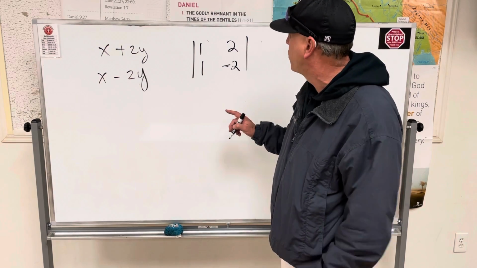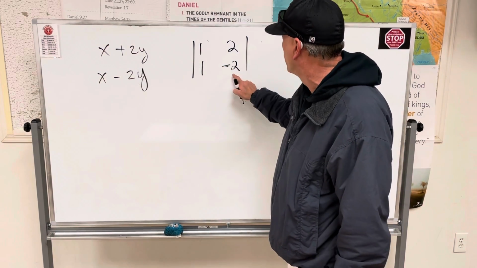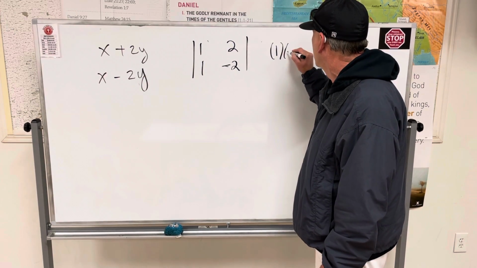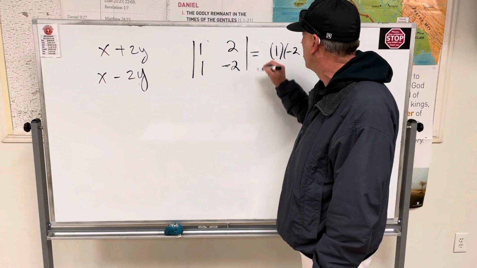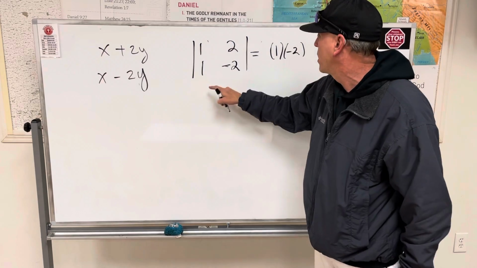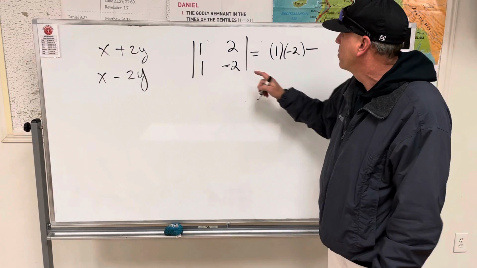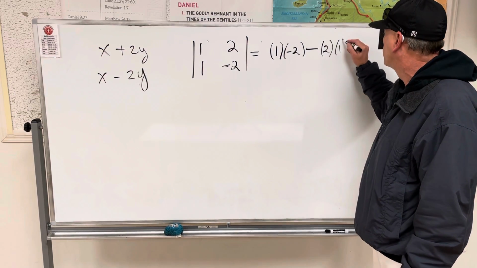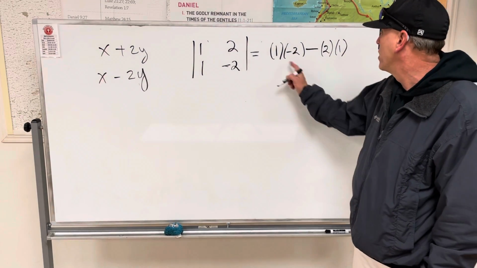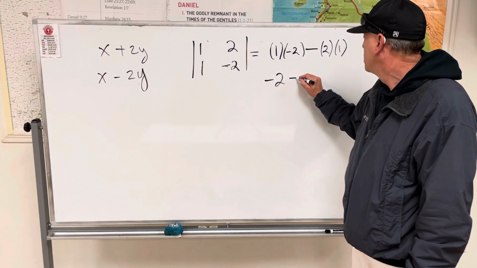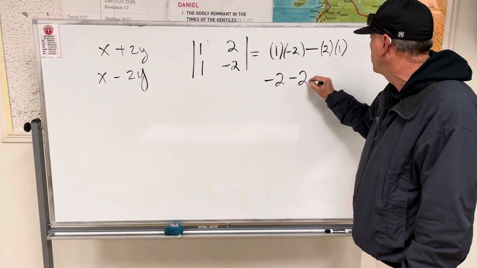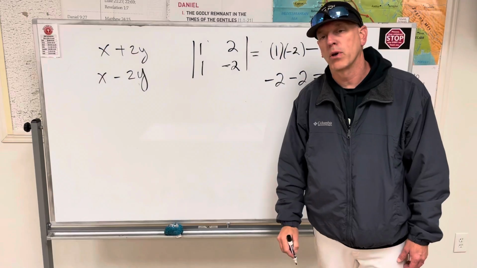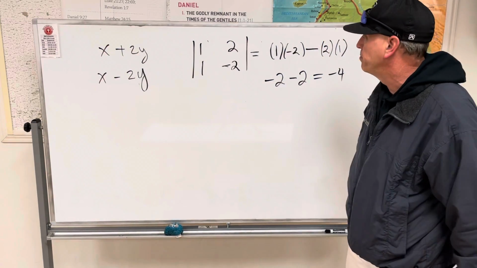And the way it works is as follows. You take this top number and you multiply it by this number, from there to there. And you get 1 times minus 2. So we'd say equals this determinant. And then we'd minus, and then we'd take that one times this one. 2 times 1. And that would give us minus 2. Minus 2 times 1 is 2, which would be a total of minus 4. We'd get minus 4 for that. Okay? That's called the determinant.